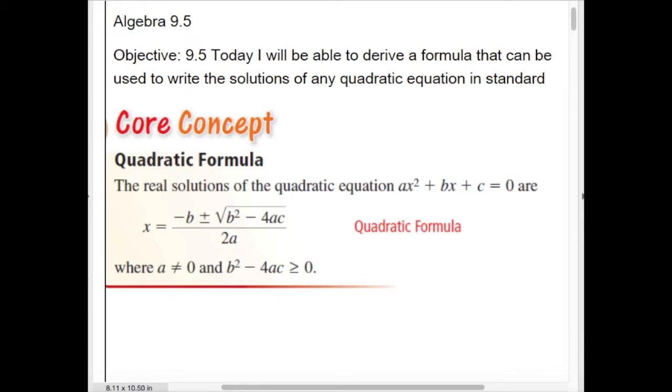So on the slide shown, the quadratic formula: the real solutions of a quadratic equation ax squared plus bx plus c equals 0 are x equals negative b plus minus square root of b squared minus 4ac, all that over 2a, where a is not equal to 0 and b squared minus 4ac is greater than or equal to 0. We're going to be using this formula for our next few questions.